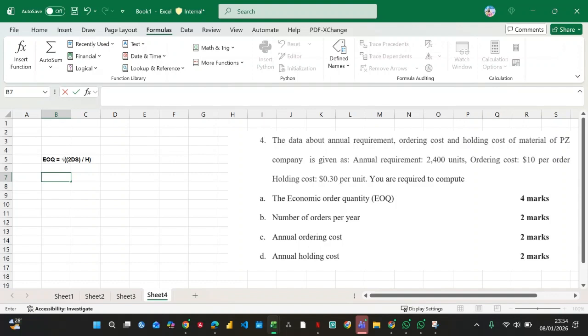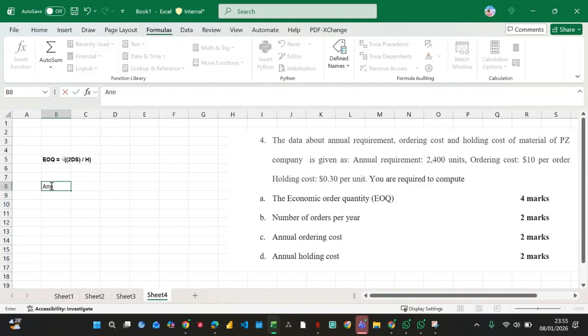So that's for the first question they ask us. We also need to understand the number of orders per year. There's a formula for that too: the number of orders per year is the D divided by the EOQ. So let's just start solving.